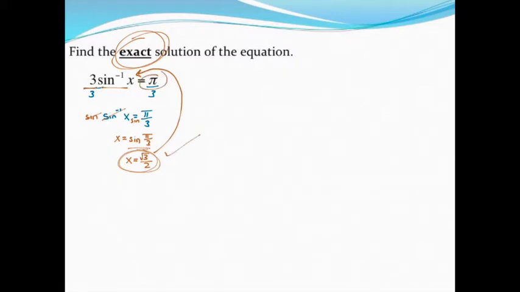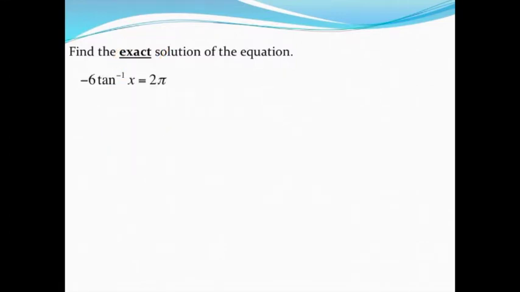Okay, let's take a look at one more example. This problem is very similar with one extra thing at the end that's a bit different. So once again, I'll begin by dividing both sides by -6 to kind of isolate my inverse trigonometric part of this equation. So the inverse tangent of x would have to be equal to, I'm going to go ahead and simplify this, 2 pi over -6 would just become negative pi over 3 once I simplify.